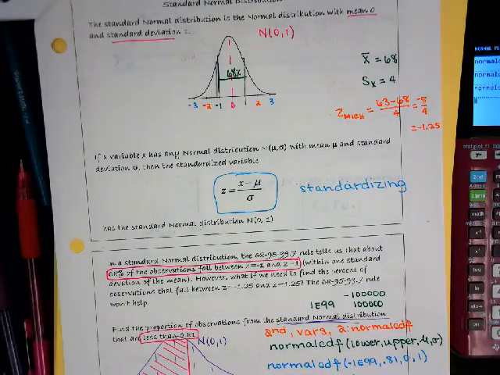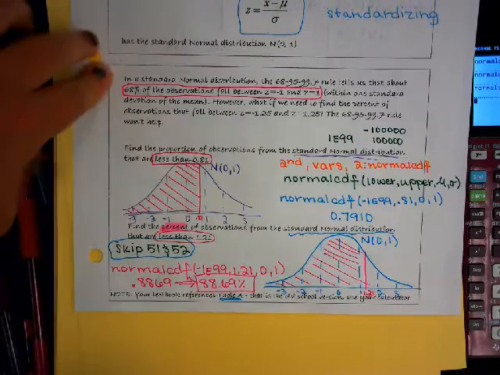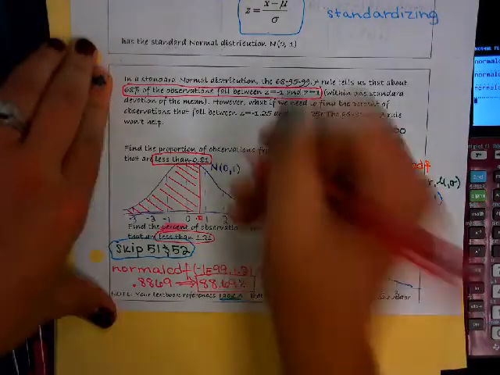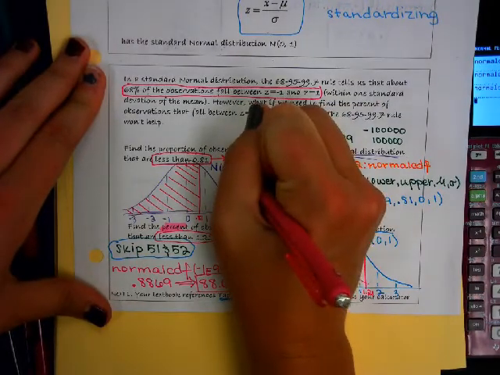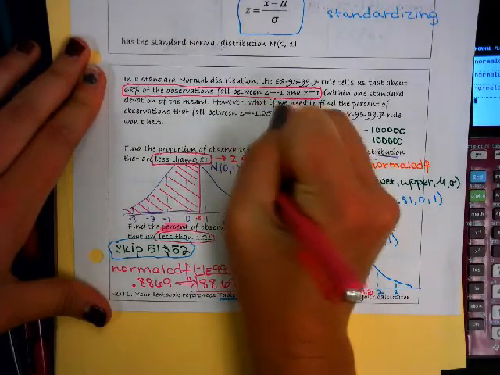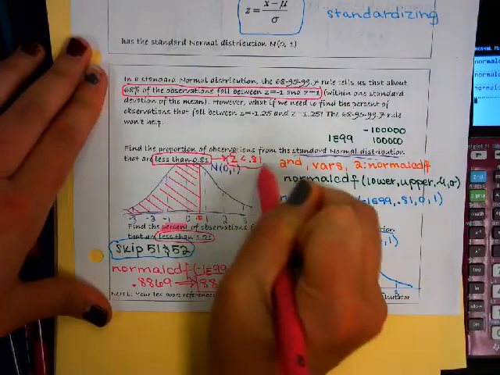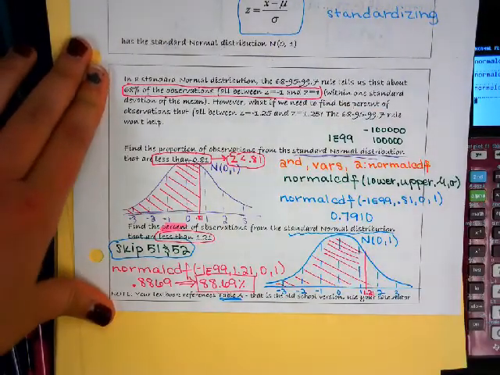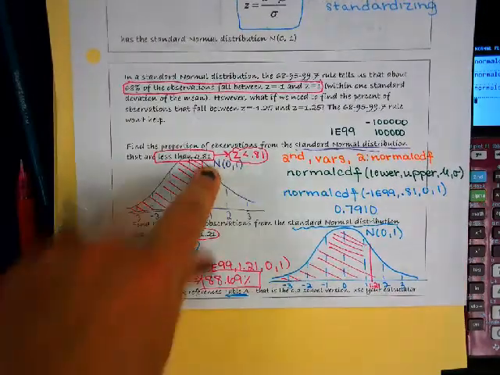So when it asks you to find the proportion that are less than 0.81, that's really telling you they want to know the proportion that have a z-score less than 0.81. And that's a really common way to see the same question. Instead of saying less than 0.81, they'll say z is less than 0.81. A standard normal curve is just all your z-scores.